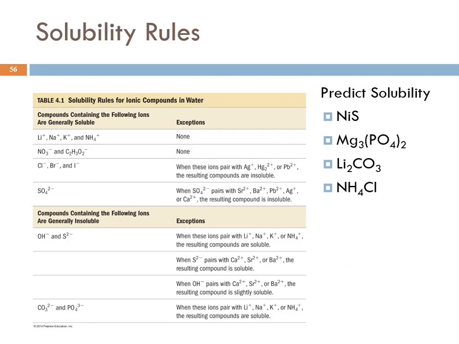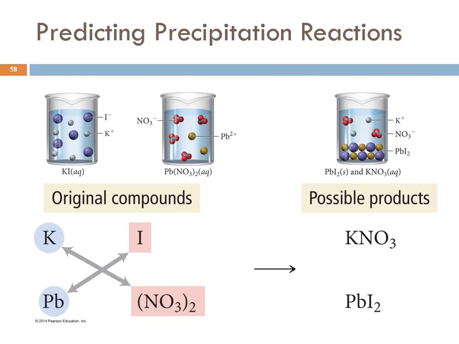Oh, let's just go back there. Lead iodide, here we come across iodide. Iodide compounds are generally soluble, except with lead too. So that's our insoluble compound, this guy right here. And so up here, that's the solid, and this is aqueous. That is a soluble ionic compound. It's dissolved in water.